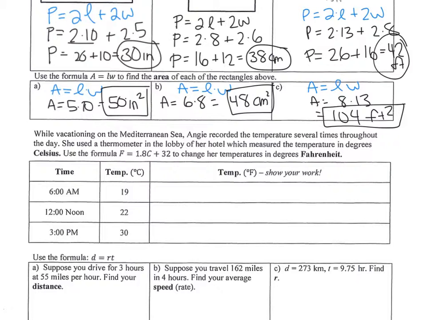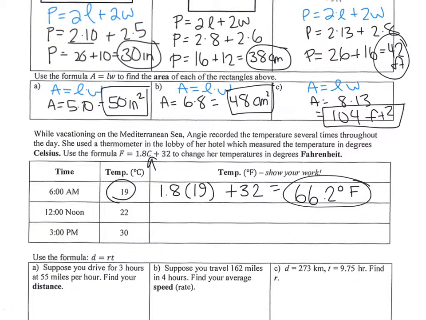So if we plug in 19 for C right here, it's 1.8 times 19 plus 32. You need to show that you're plugging it in. So I use my calculator and do 1.8 times 19 plus 32, and I get 66.2 degrees Fahrenheit. You want to have a degree symbol and you want to have the F.